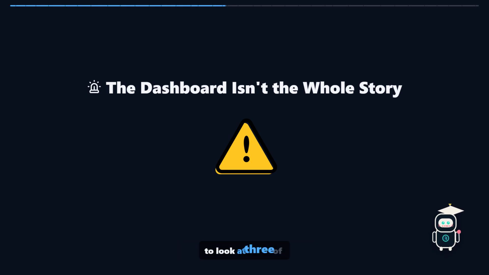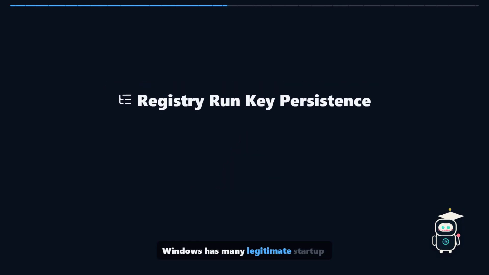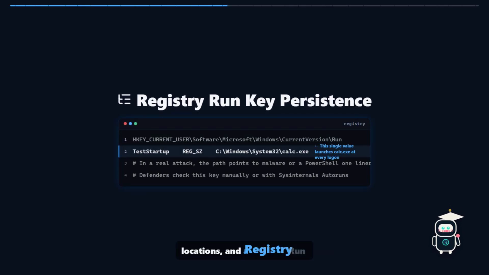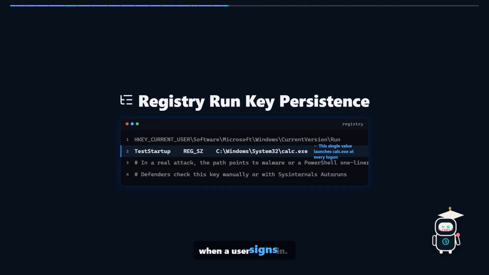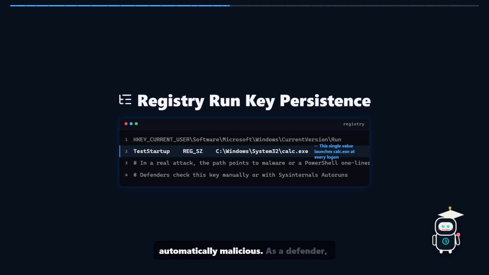Next, we're going to look at three of the most common persistence mechanisms: registry run keys, services, and scheduled tasks, the same way a defender or SOC analyst would check for them. Windows has many legitimate startup locations, and a registry run key is only one of them. A run key value can cause a program to launch when a user signs in. That makes the location relevant during a persistence investigation, but an unfamiliar entry is not automatically malicious.